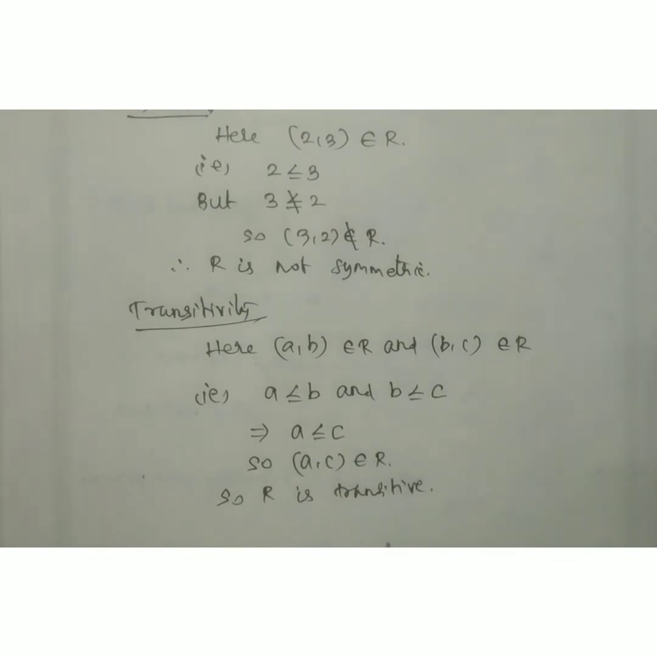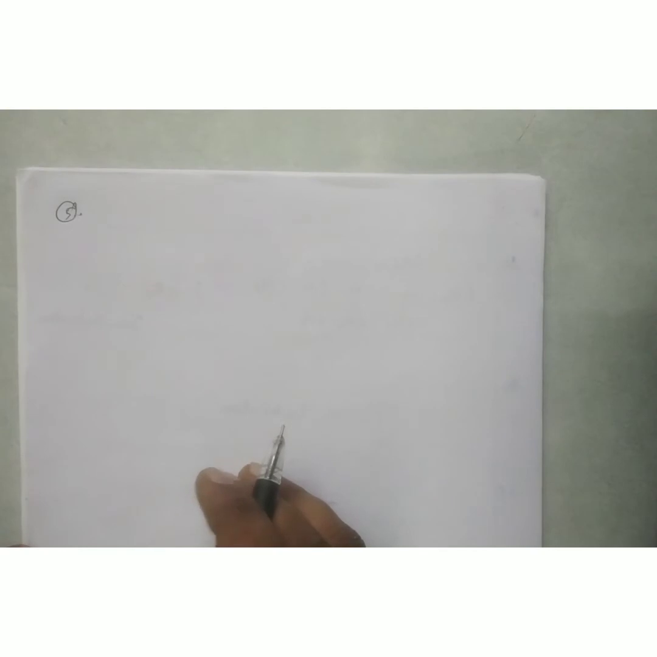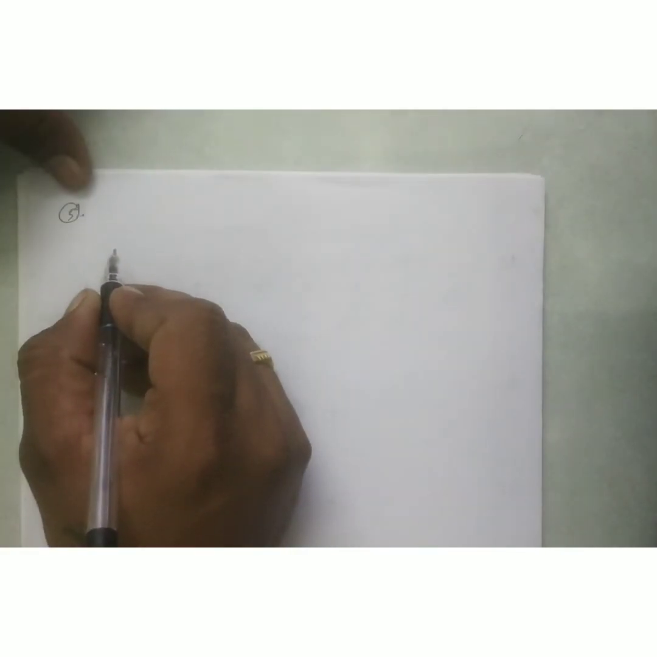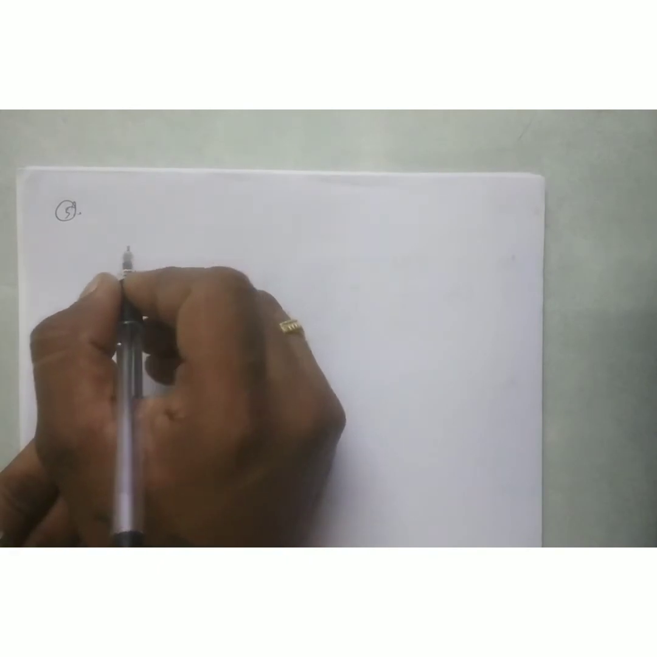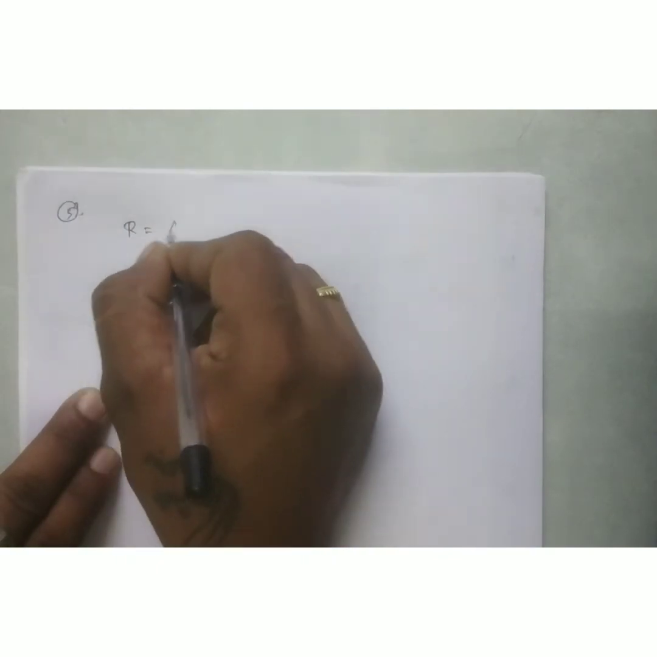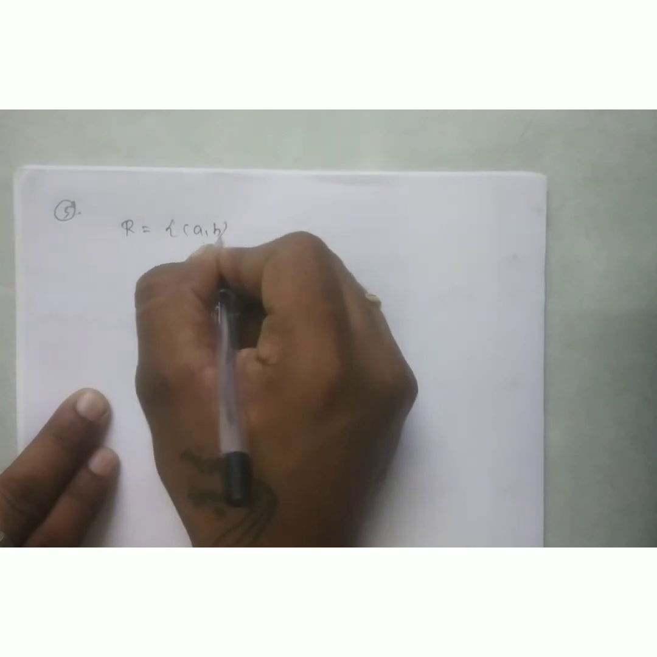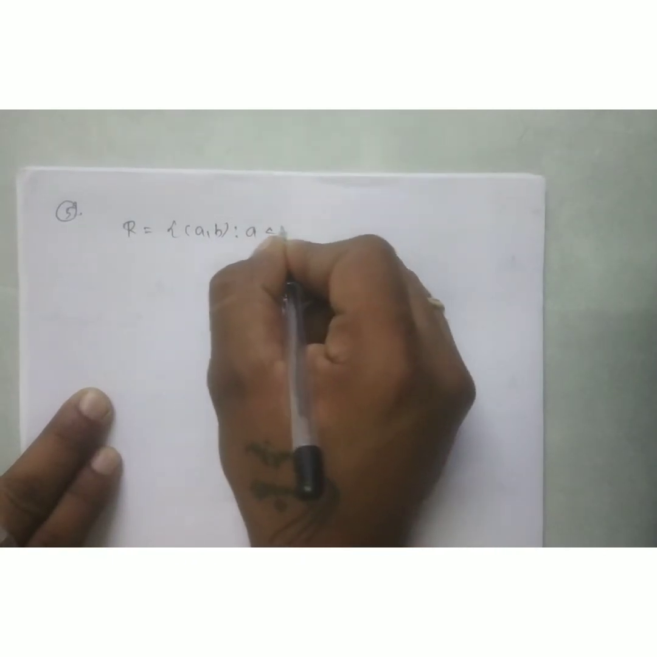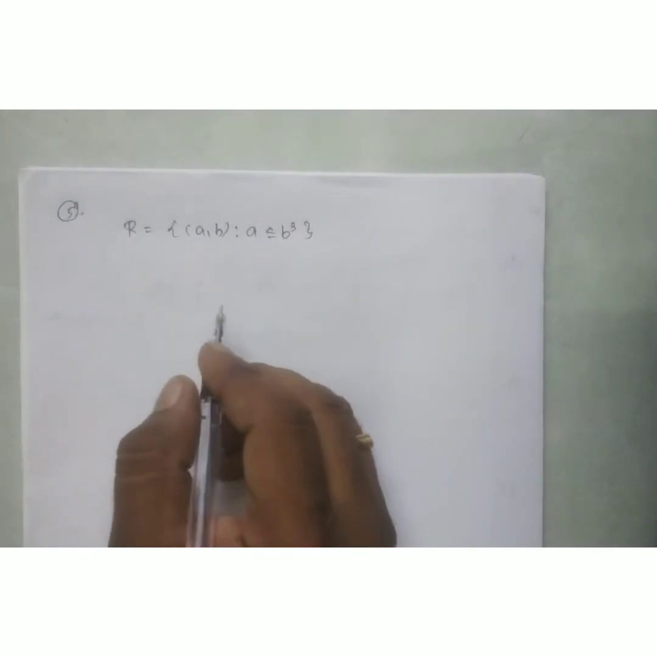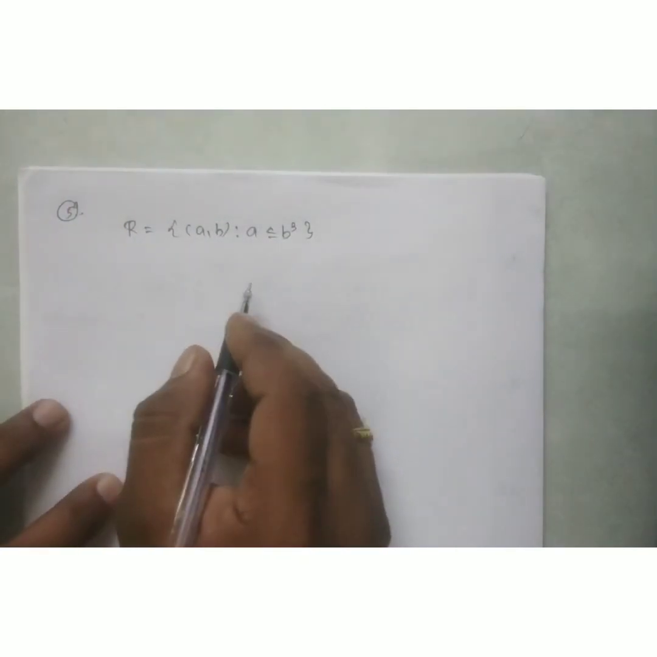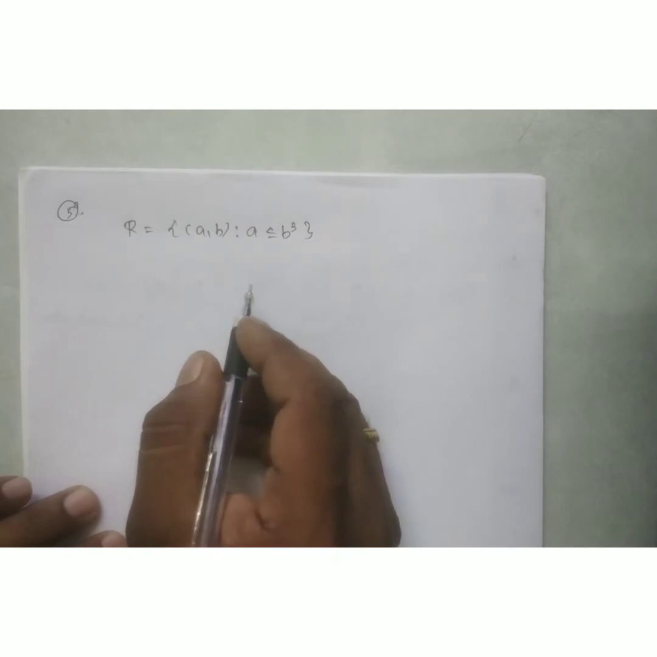R is transitive. So what can I say? R is reflexive and R is transitive but not symmetric. Clear? Next question, question number 5. What is the question given for us? R is a relation defined here, A comma B, such that A is less than or equal to B cube. We have to check whether it is reflexive, symmetric or transitive. Clear?